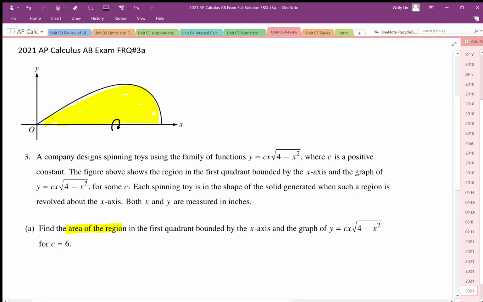Part A says find the area of the region in the first quadrant bounded by the x-axis and the graph of cx root 4 minus x squared for c equals 6. Okay, so first things first, we need to find the zeros. We need to figure out where the zeros of these functions are, and we find the zeros by setting the equation equal to 0.